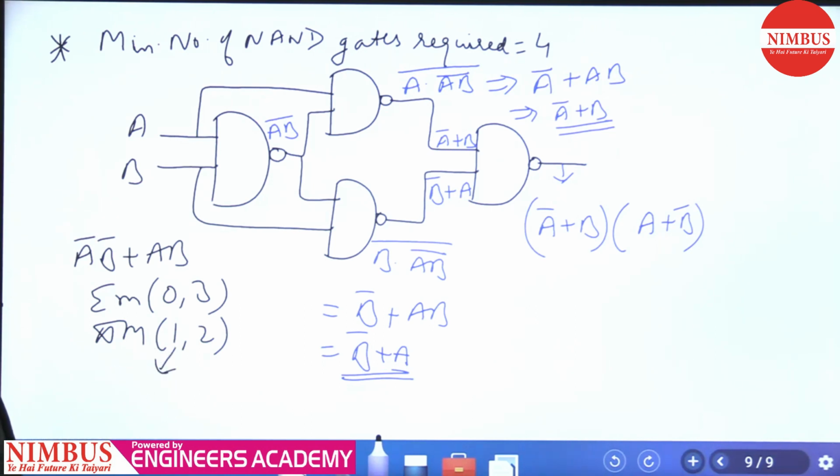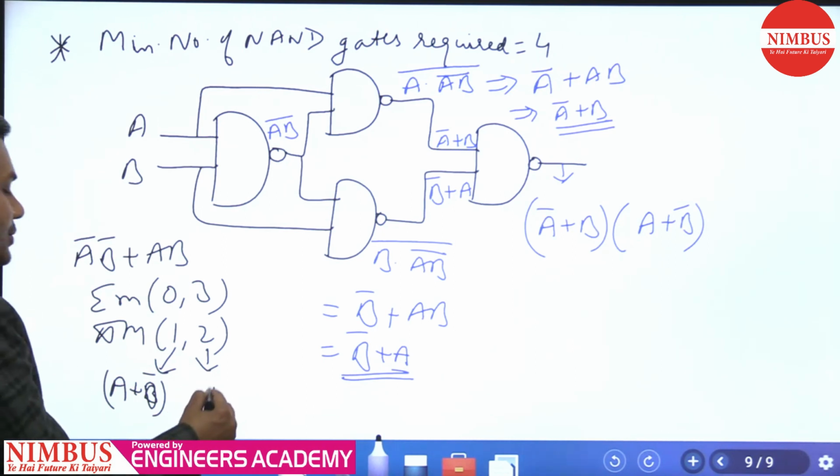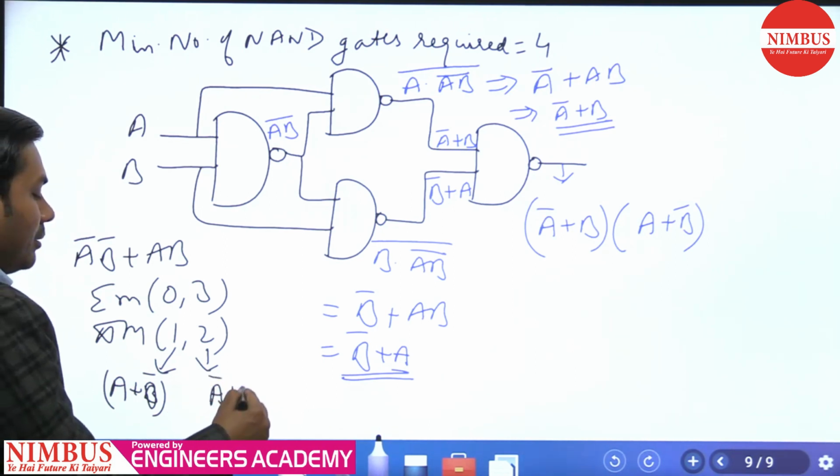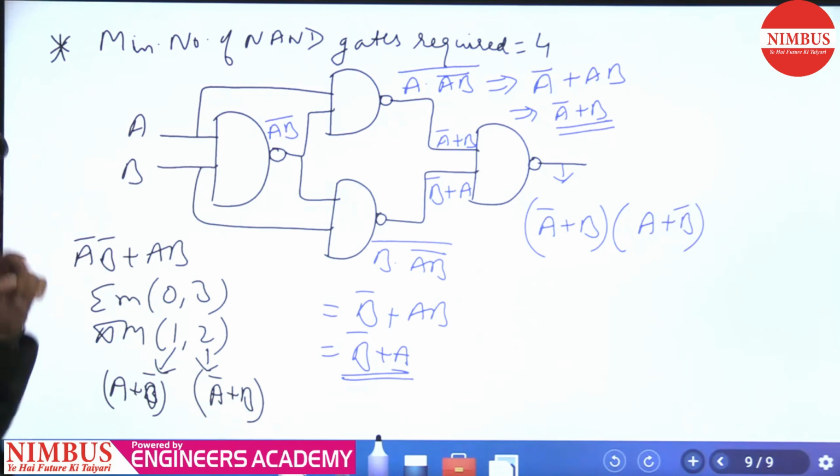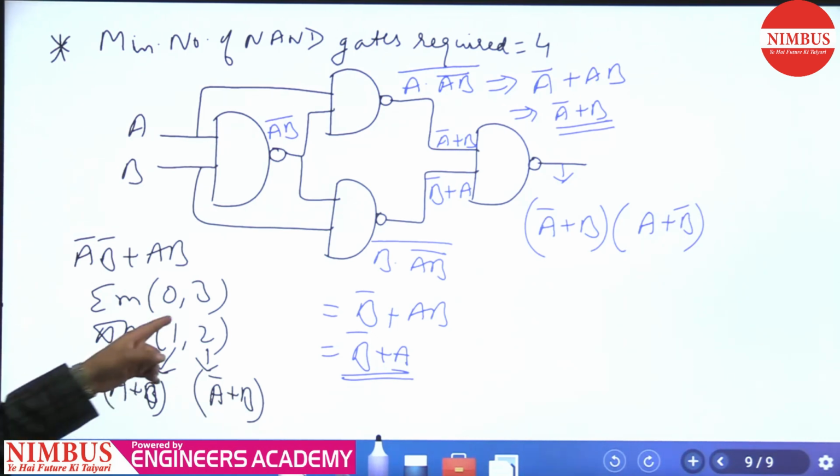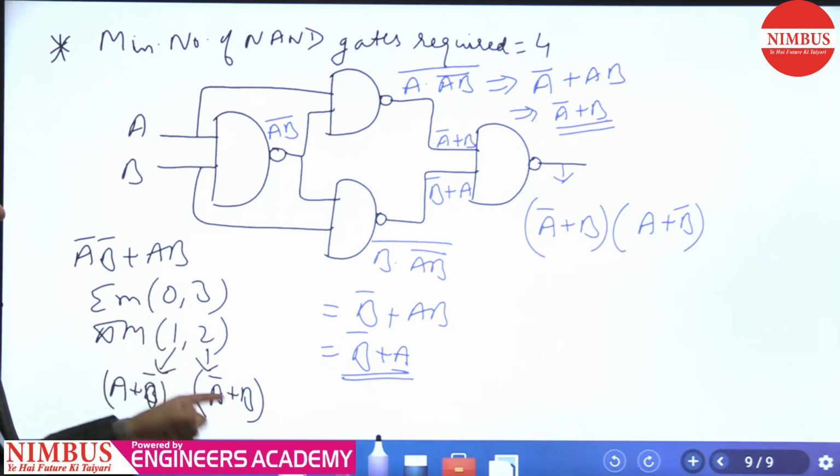So for the 1 we are having the expression 0 1. 0 1 means A plus B bar. For the 2 we are having the expression 1 0. 1 0 means A bar plus B, right? For this one we are having A plus B bar. For this one we are having A bar plus B, right?